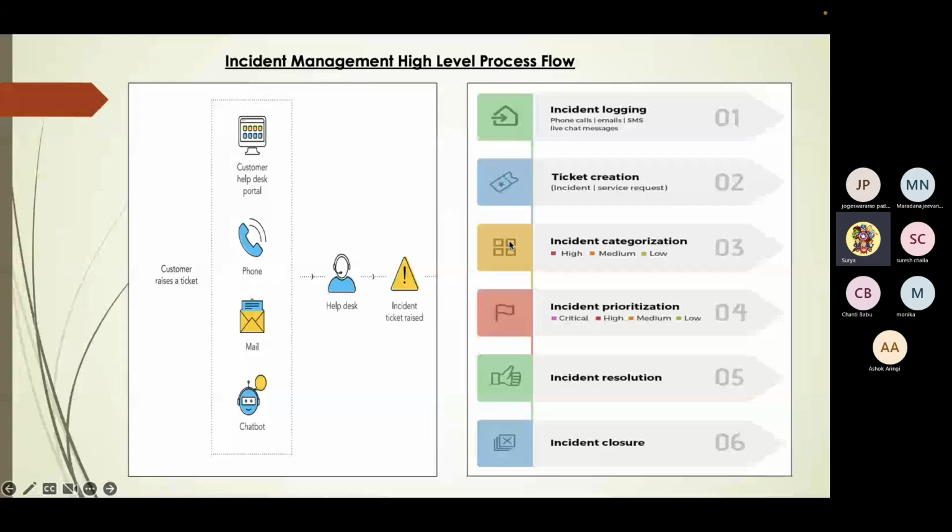So this is what happens in the organization. Till now, we have discussed the theoretical part of incident management, or the backdrop of incident management, or the various terms we use in incident management. But this is what exactly happens in the organization, and this is the expectation from an incident manager.